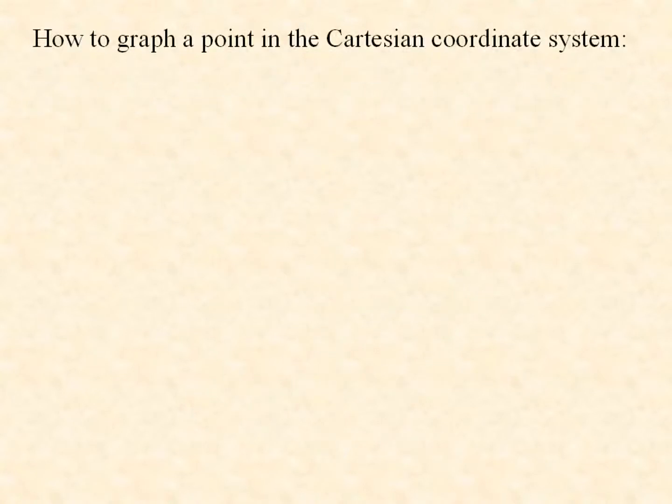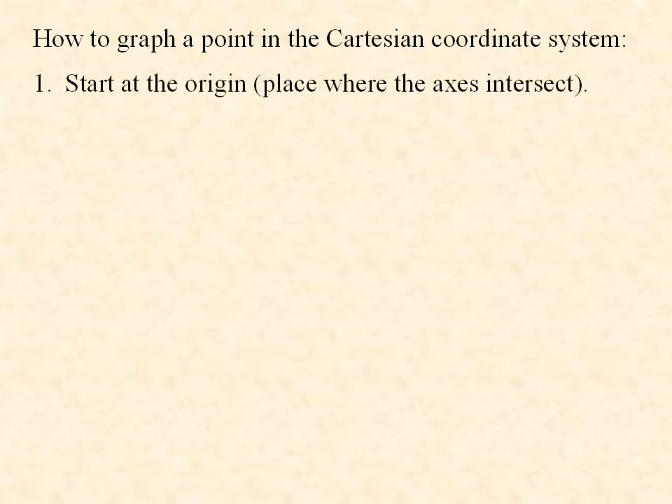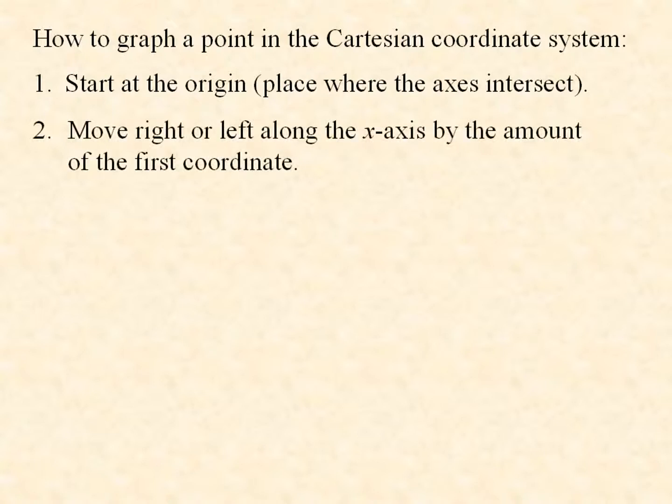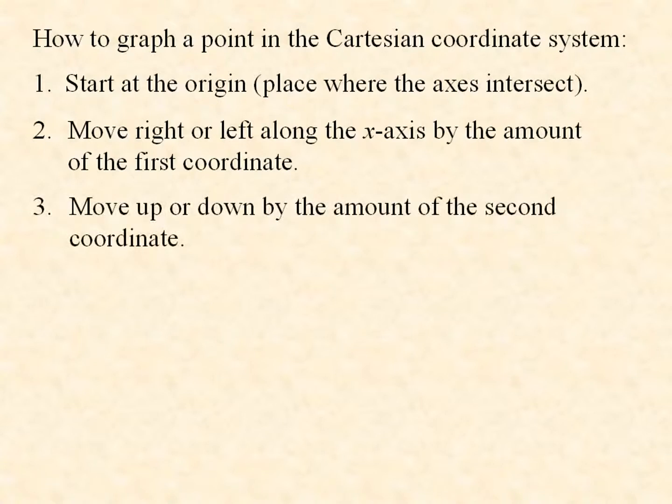Here's how to graph a point in the Cartesian coordinate system. You start at the origin, that's the place where the 2 axes intersect. Then you move right or left along the x-axis by the amount of the first coordinate. And finally, you move up or down by the amount of the second coordinate.